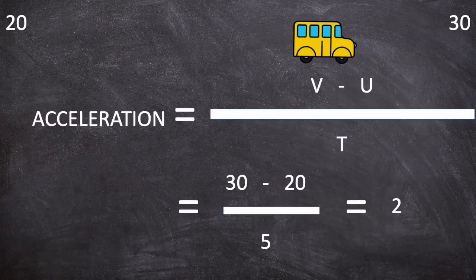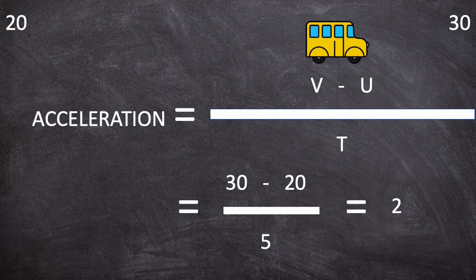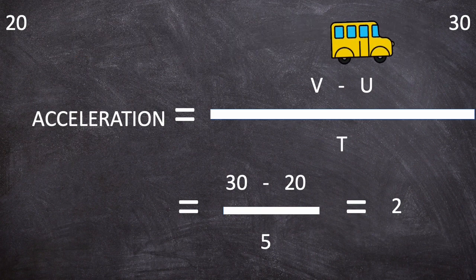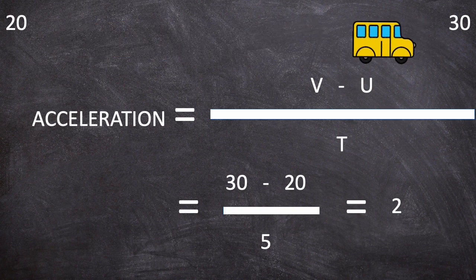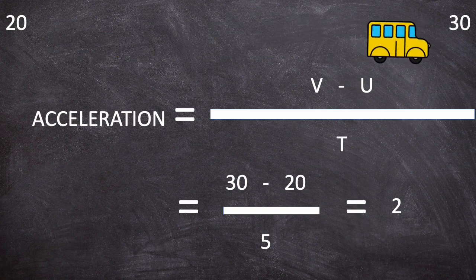If a vehicle changes velocity from 20 meters per second to 30 meters per second in 5 seconds, we can calculate the acceleration using the following formula. V represents final velocity, which is 30 in our case. U represents initial velocity, which is 20 in our case. T is the time, which is 5 seconds in our case. When we apply this formula, we get 2 meters per second squared as the acceleration.